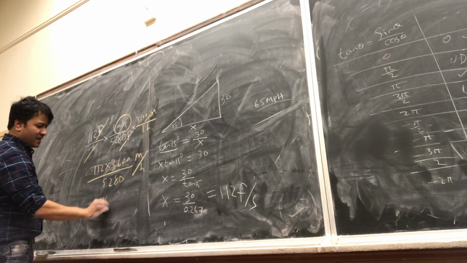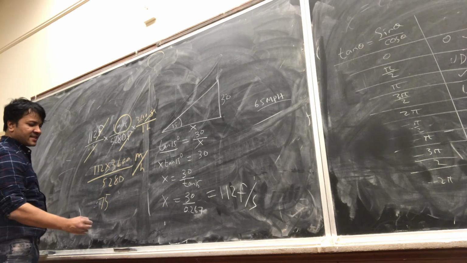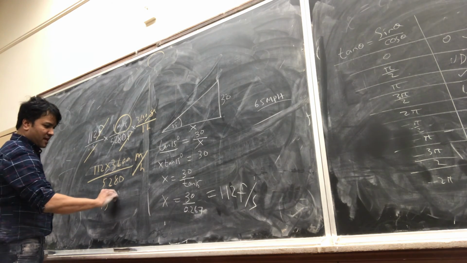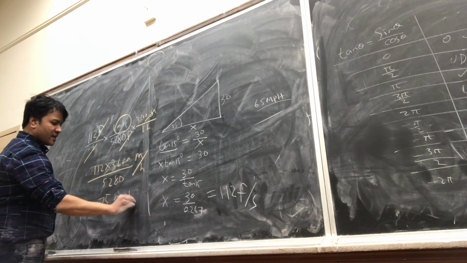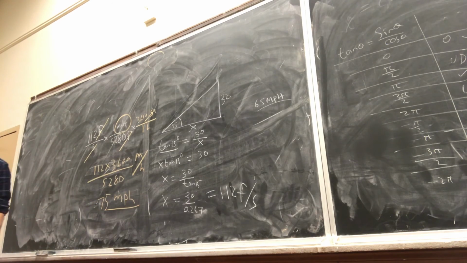What is that? 76.36. He barely broke the law. 76 miles per hour. So did he break the law? Yes, he broke the law. Now you're going to do the other part as homework.